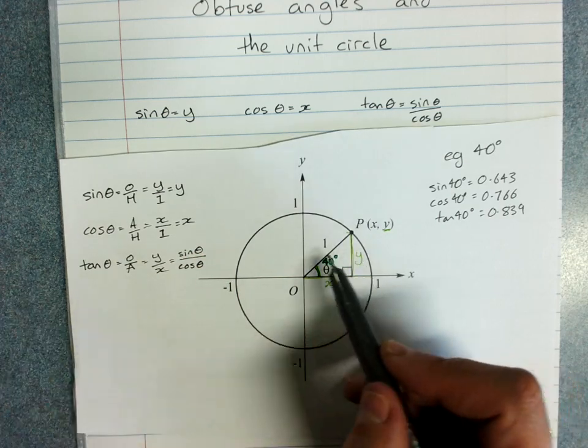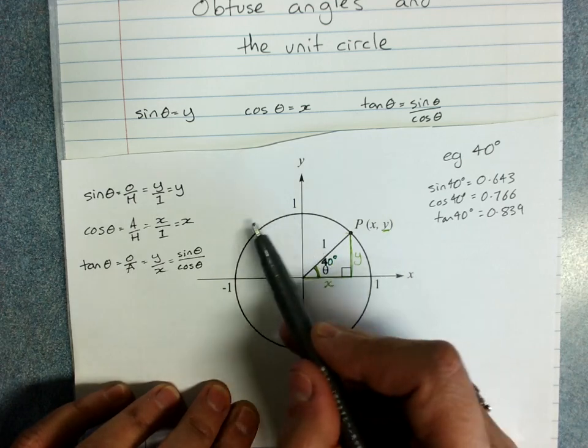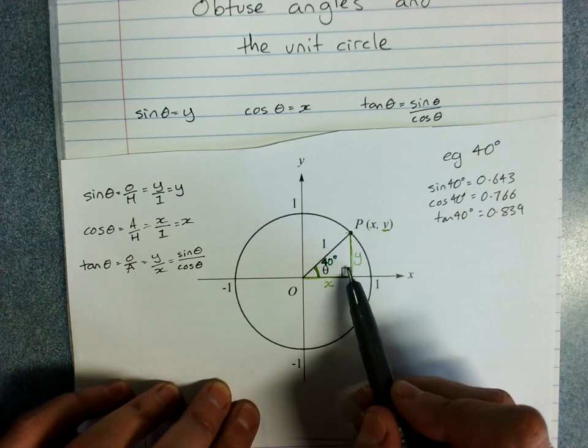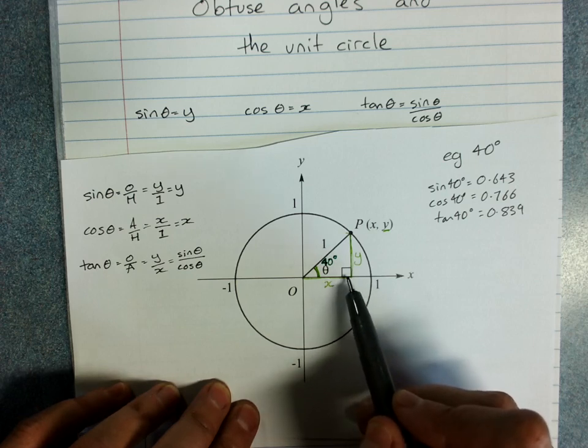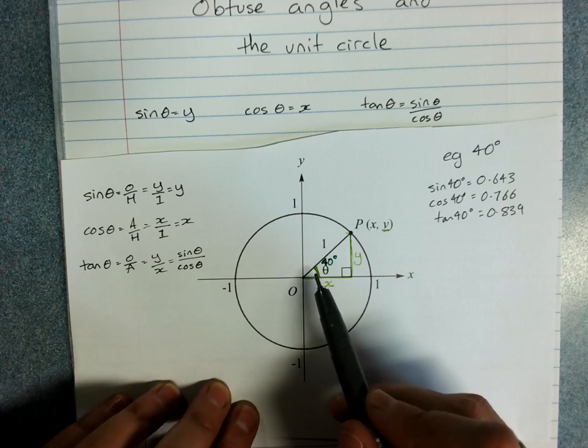What we're using this for is finding sine, cos and tan of angles greater than 90 degrees. Because so far we've only been working with right-angled triangles, and so we can only have an angle here of up to just under 90 degrees.